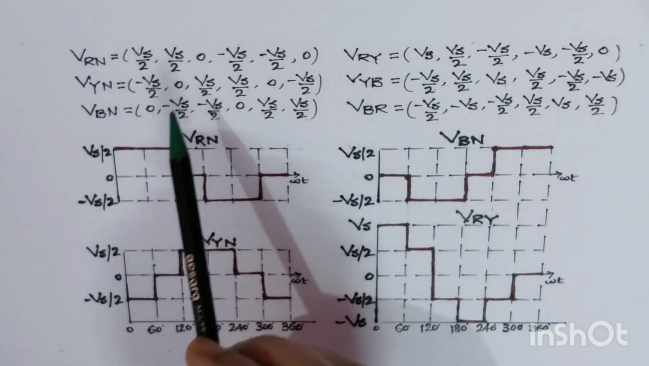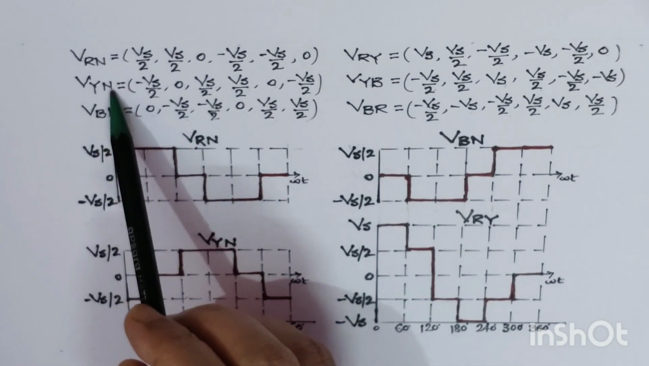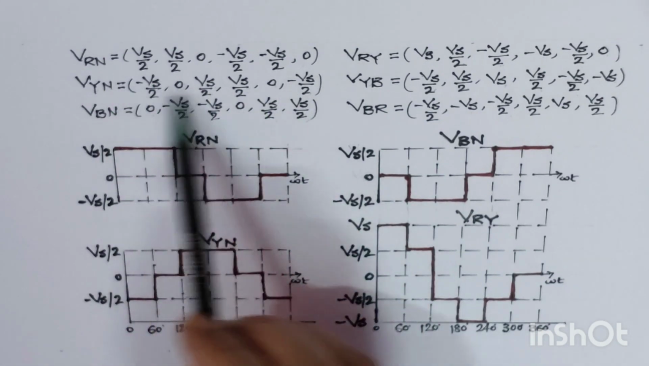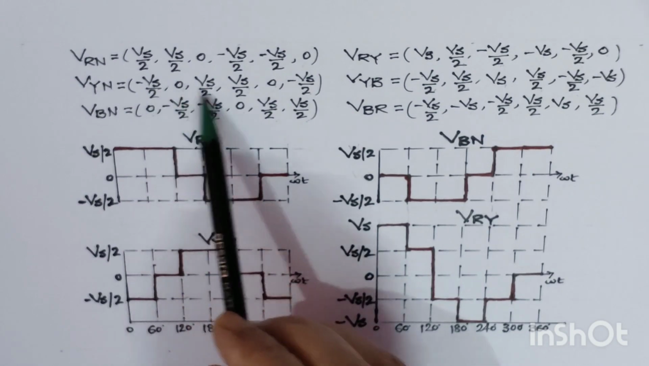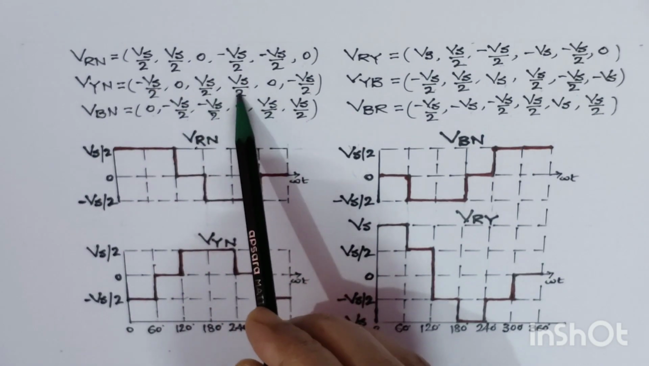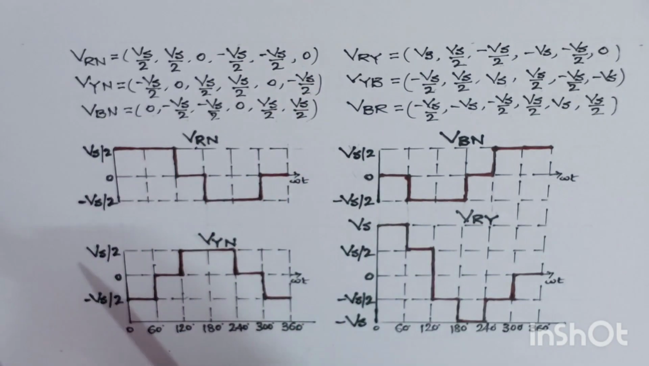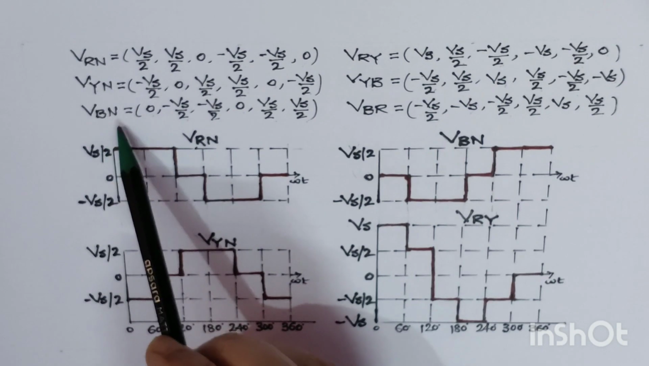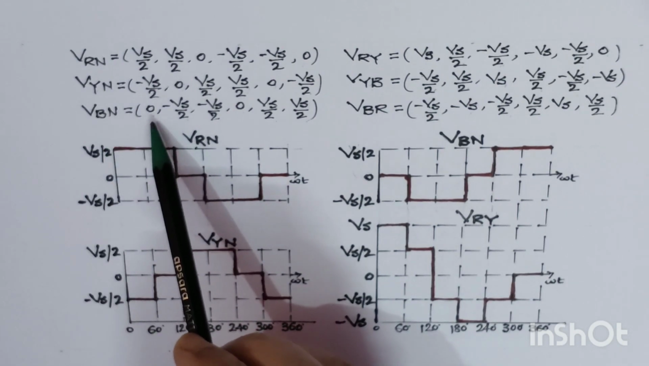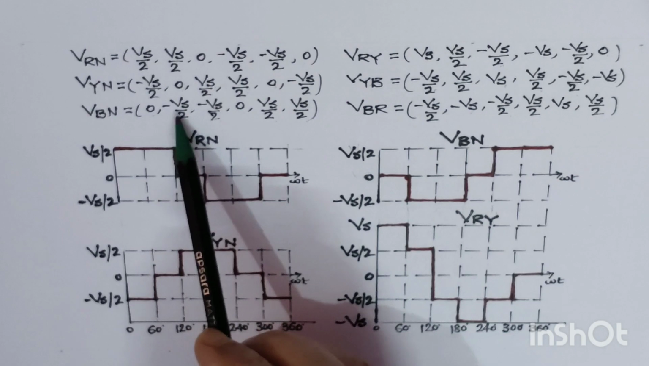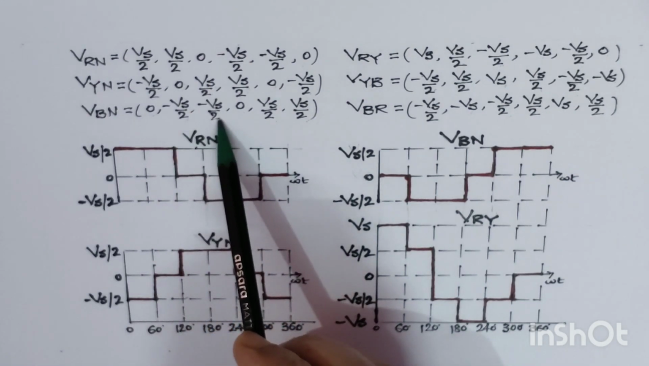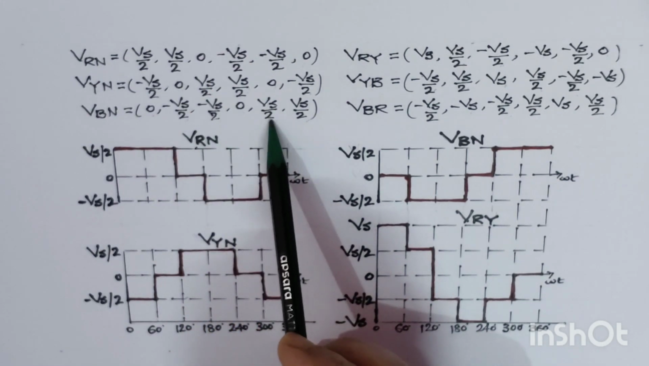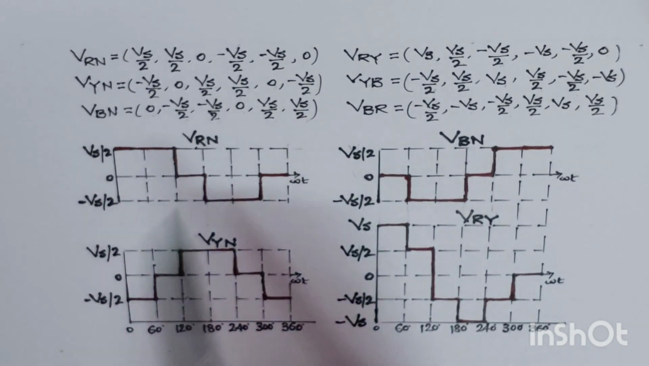In the same way we have calculated the voltage VYN. For simplicity we have written VYN equal to minus Vs by 2, 0, Vs by 2, Vs by 2, 0 and minus Vs by 2. And again we have written VBN. What is VBN? VBN is, in the first interval, 0, then minus Vs by 2, then minus Vs by 2, then 0, then Vs by 2 and then again Vs by 2. So these are the phase voltages, that is voltage between phase to neutral, which I have obtained here.